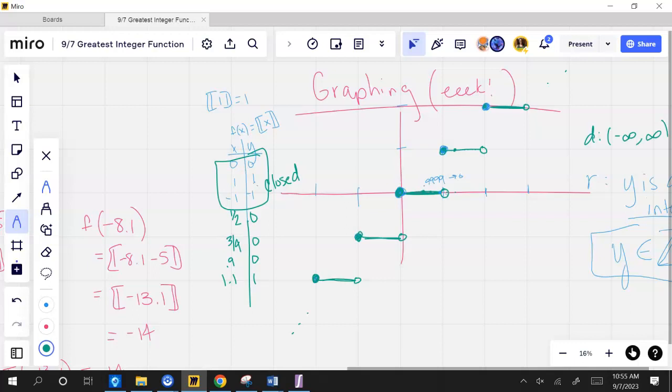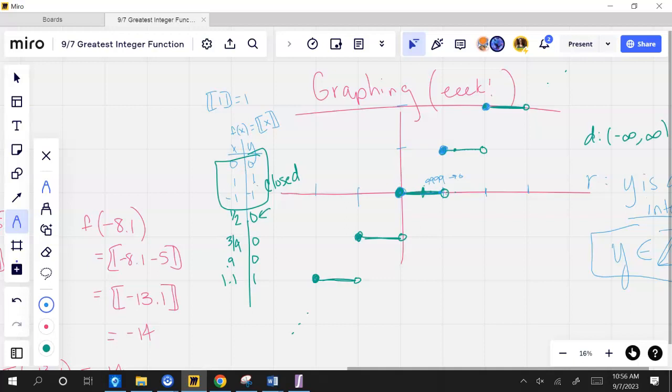Then I started playing around with some fractions. What happens if I plug in a half? Well, down to the closest integer from a half is 0. So the point 1/2, 0 happens about right here. In fact, any number less than 1 that I plug in is going to give me a value back out of 0, right? 0.9999999999999 forever, still 0, right? The point that I plug in 1, though, is when my function jumps up and it becomes 1.